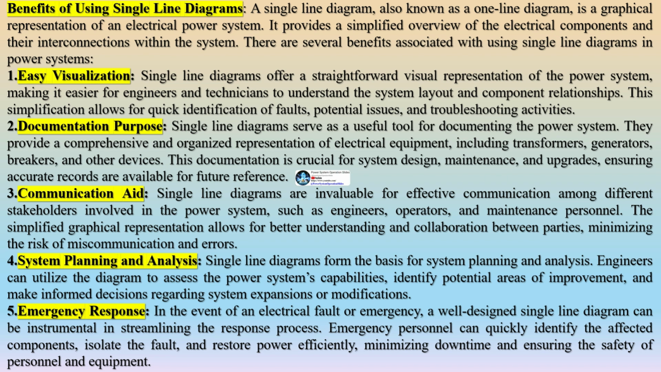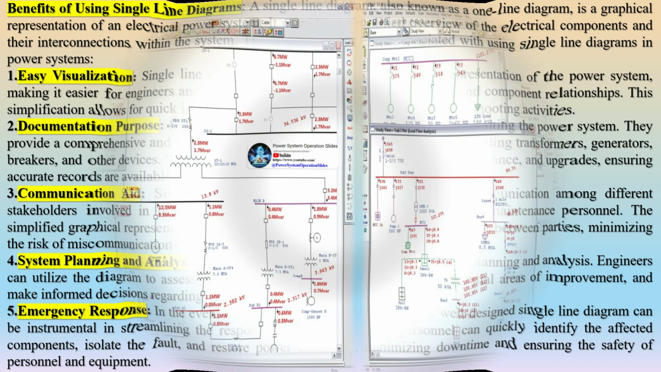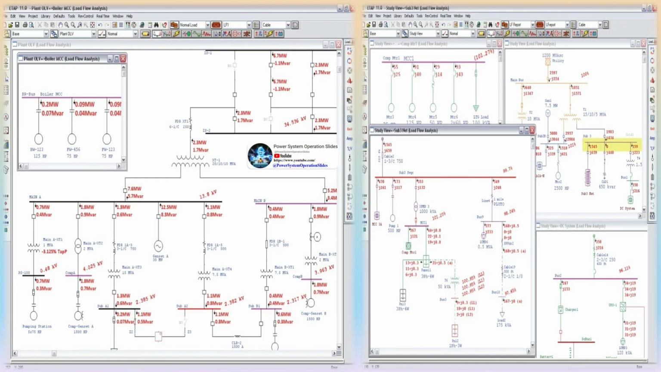Components of a single-line diagram. A single-line diagram is a visual representation of a power system that shows the electrical connections and components in a simplified manner. It uses standardized symbols and lines to represent various pieces of equipment and their interconnections. A well-designed single-line diagram is crucial for understanding the overall configuration of a power system and for planning, designing, and operating it efficiently.